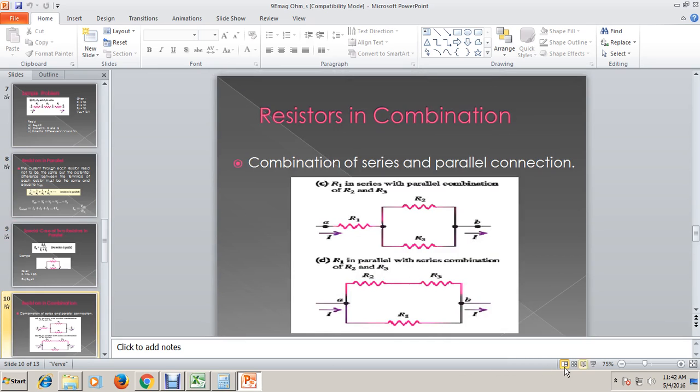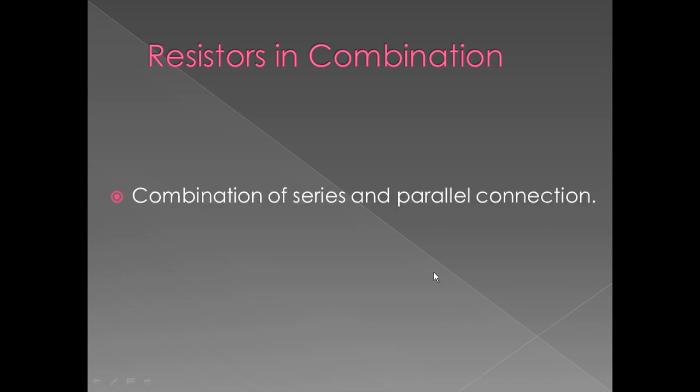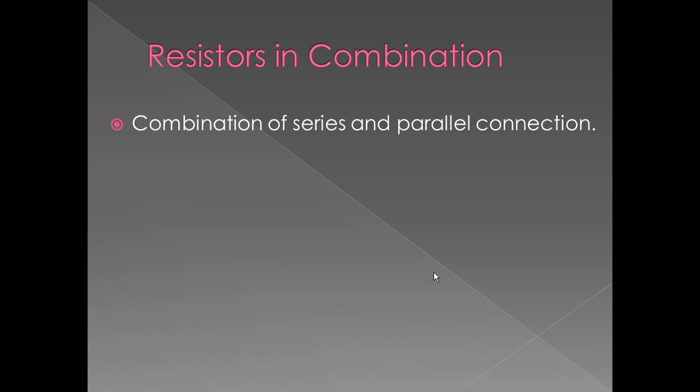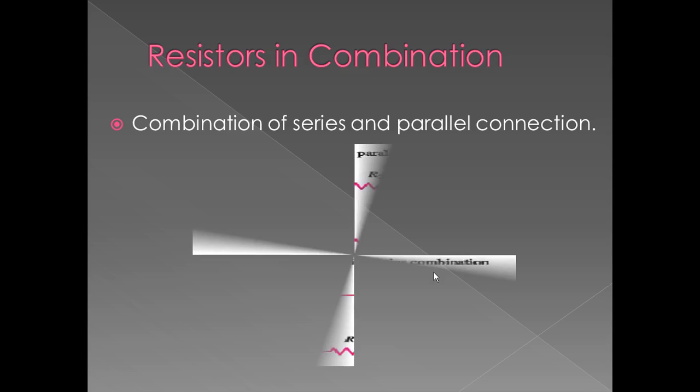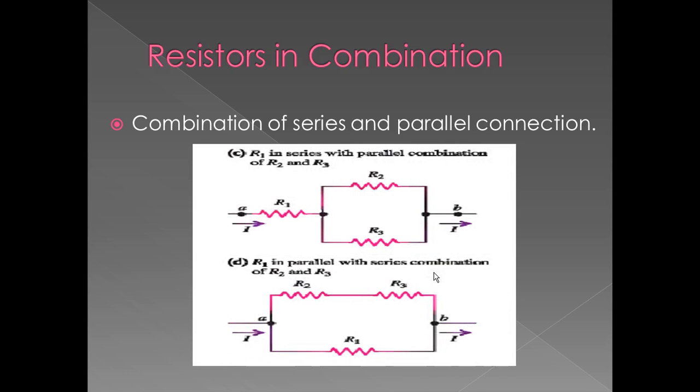Okay, so the last part in our discussion would be resistors in combination. When we say resistors in combination, these are connections wherein you have resistors that are combined in series and in parallel connection. So for example, just like what is illustrated here, you have three resistors: R1, R2, and R3. Of course, R2 and R3 are connected in parallel.